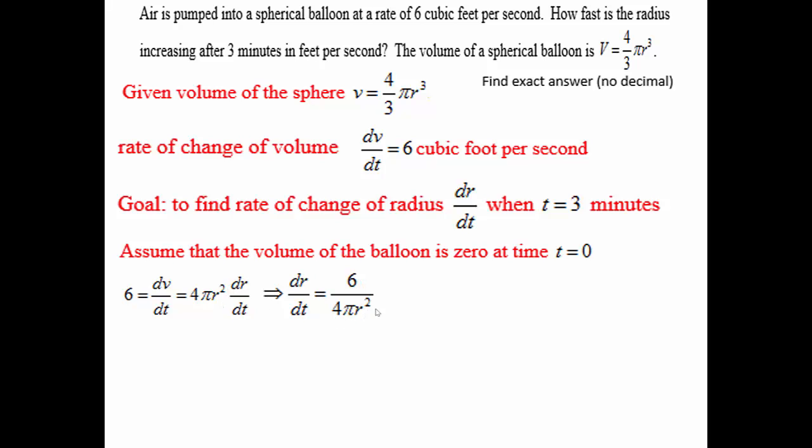Now the problem here is we need to find what r is. We don't know that. That r we figure out from these 3 minutes. So after 3 minutes the volume rate is 6 cubic feet per second. We need to convert this to the other variable. 3 minutes, we need to convert into seconds. So 3 times 60 is here, and the rate of change is 6 per second. So that gives you the volume.